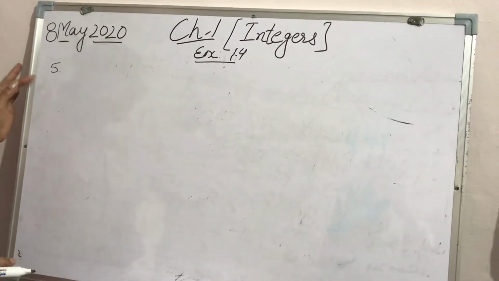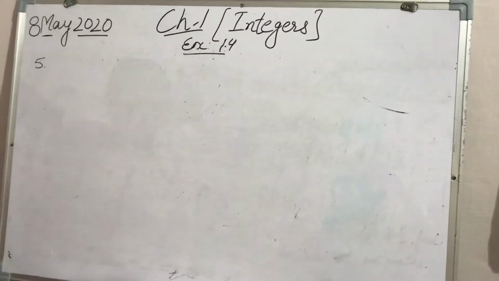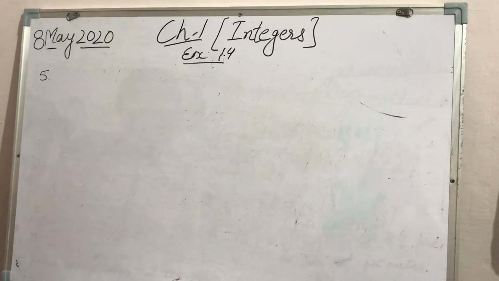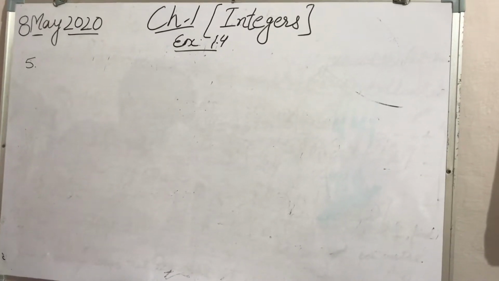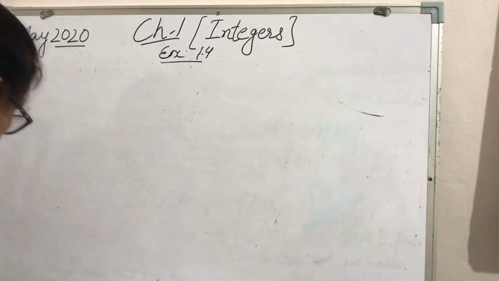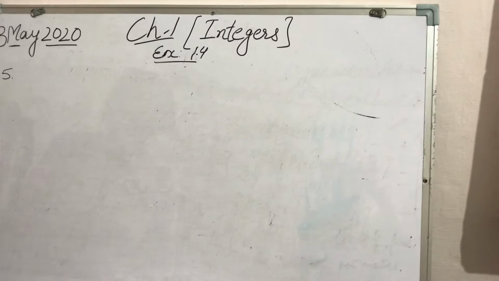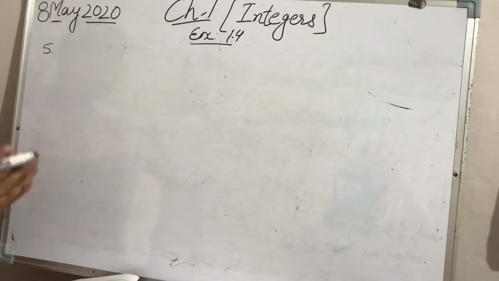Now, question number 5. Listen to the statement carefully. An elevator descends into a mine shaft at the rate of 6 meter per minute. If the descent starts from 20 meter above the ground level, how long will it take to reach minus 340 meter? So listen to the statement carefully.